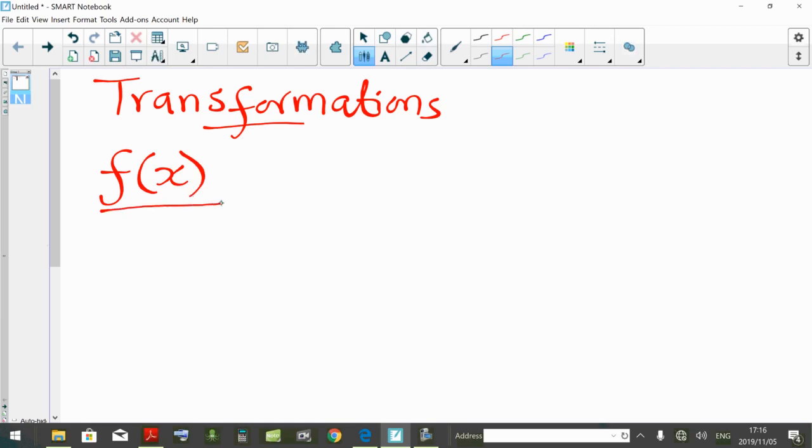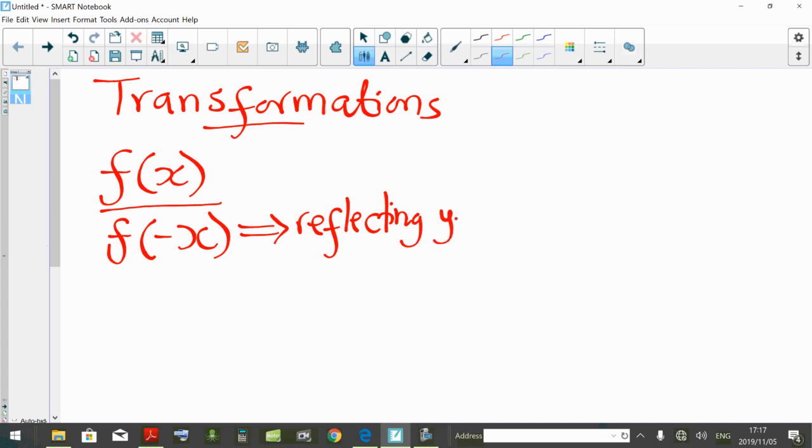For instance, we could have f of negative x. Now this is slightly different because we've introduced the negative. And if you notice, the negative is multiplying x. It means that all the x values in our function are going to be multiplied by a negative. This is equivalent to reflecting on the y-axis. This represents a reflection on the y-axis.